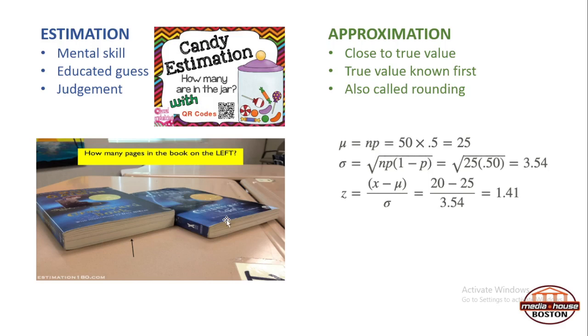So here it continues to say that estimation is a mental skill: an educated guess, judgment, approximation. It is close to the true value, and the true value has to be known first, and therefore it is also called rounding off. Therefore we get to round off.